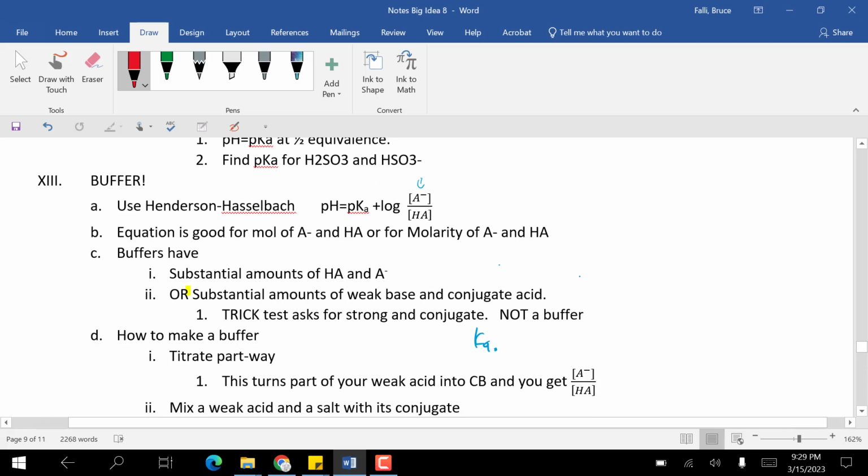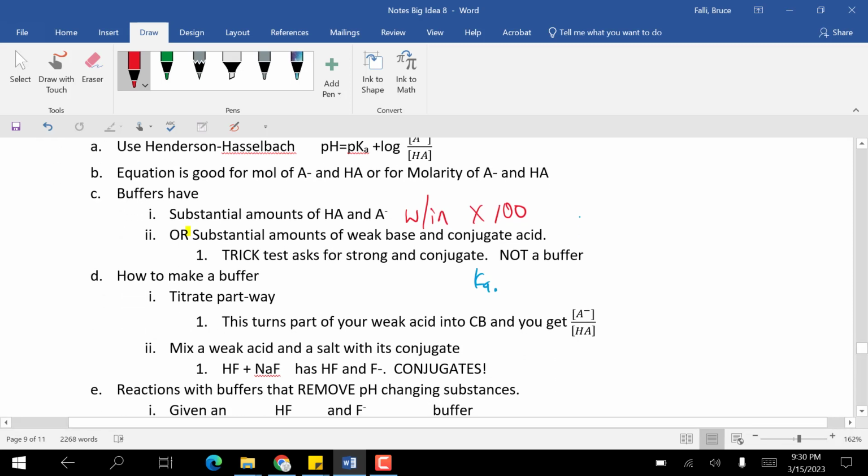Buffers, Henderson-Hasselbalch, we spent a lot of time with this already. The equation is good for moles of A negative and HA, or for molarity. So either one is there. Substantial amounts, and I said within a factor of 100 of each other, right? Or substantial amounts of weak acids and conjugate bases. A trick, the test asks for a strong acid and a base. So if I said I have HCl and Cl negative, not a buffer.